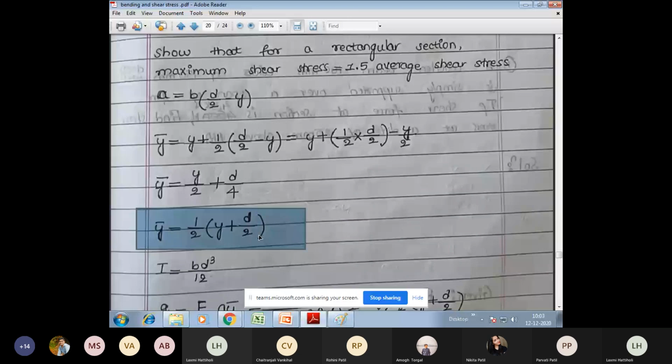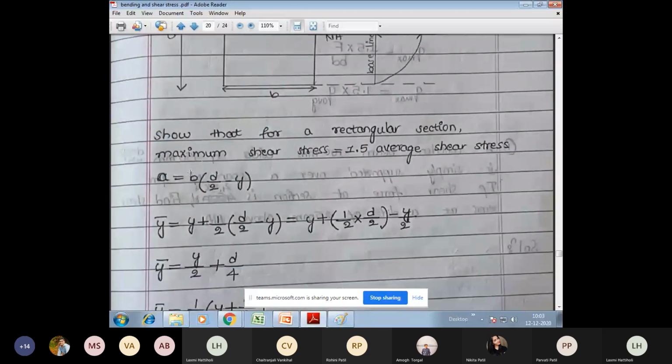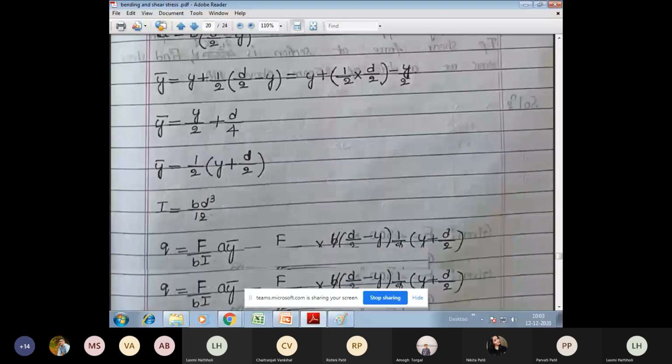Now inertia I is BD cube by 12. You already know this. So now you have the formula Q is equal to F divided by B into I into A into Y bar. Whatever you have calculated now, just substitute in this formula. So F divided by B, keep it as it is. I is nothing but BD cube by 12, into A. A you have already calculated here. So substitute this.